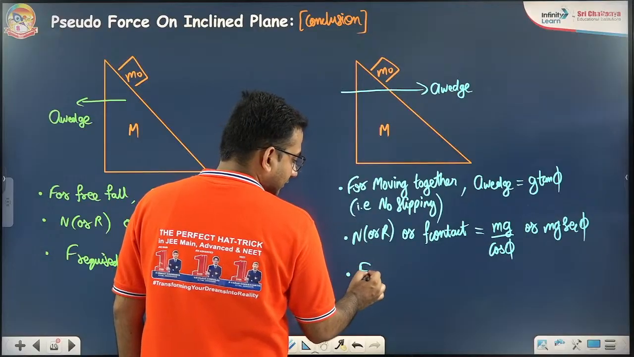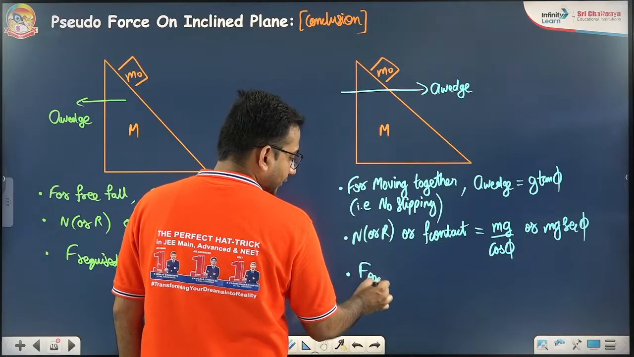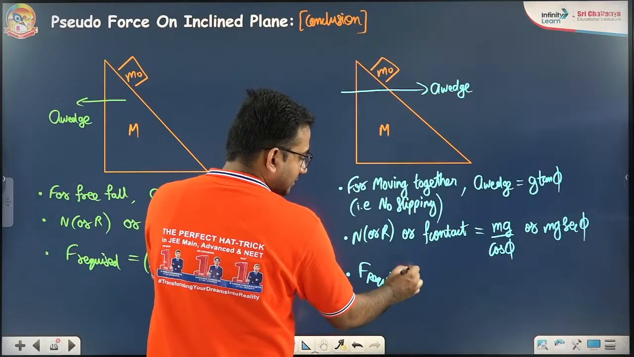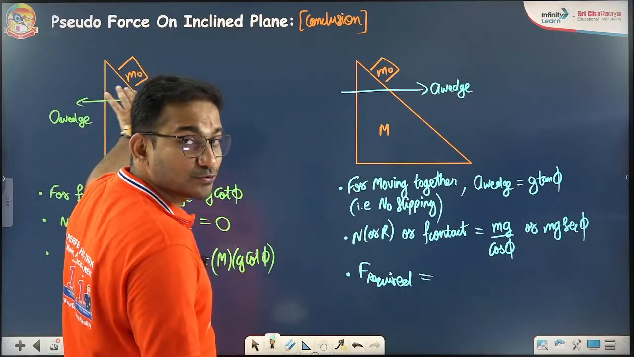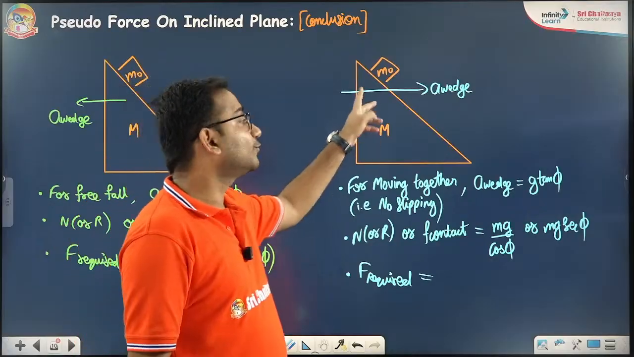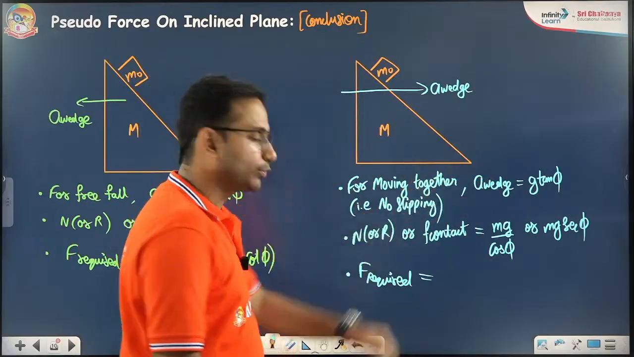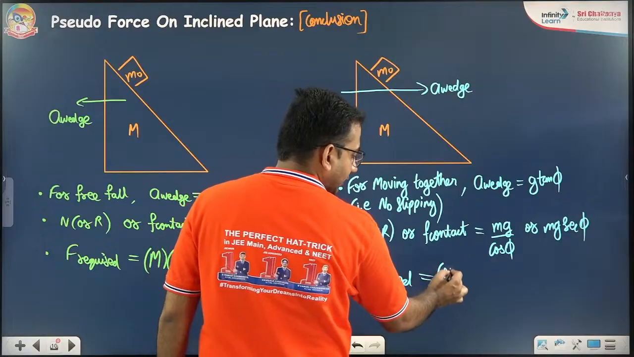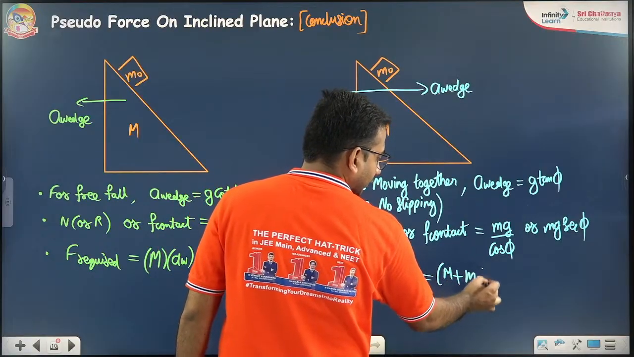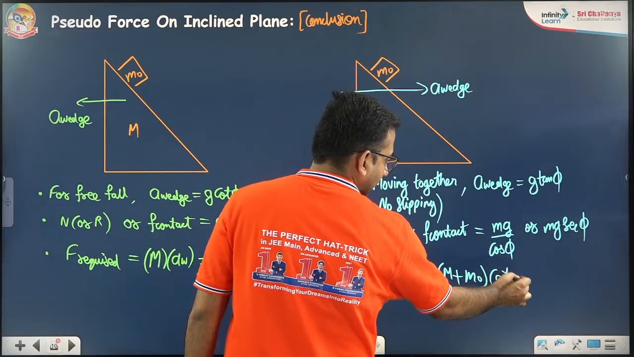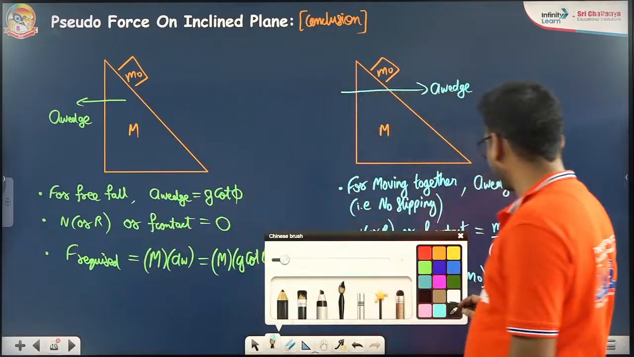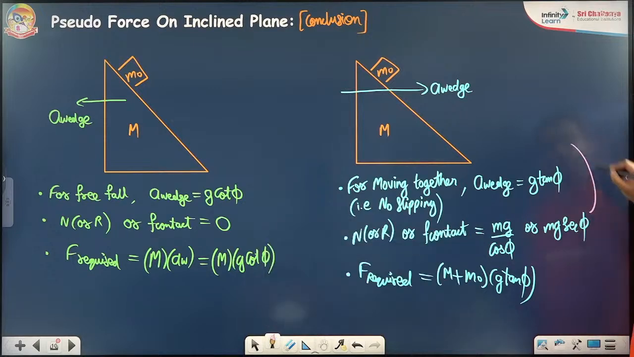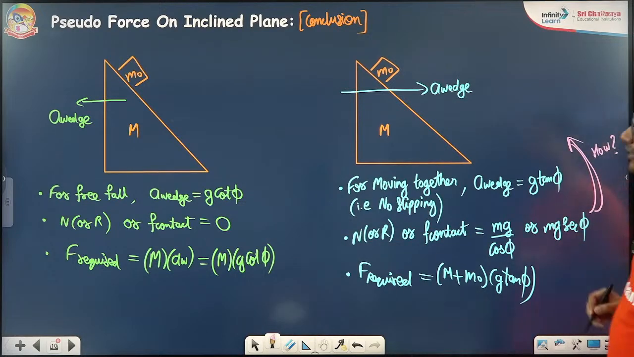And if they are asking the force required to attain this condition, the horizontal force required, here in this case you just wanted to remove the wedge. Here you want both of them to be moving together. So the mass will be the combined mass M plus m0 into the common acceleration g tan phi. Now let me explain to you how do we get that.